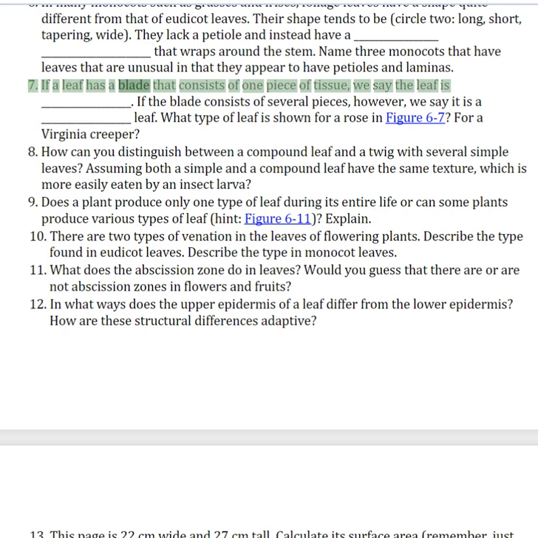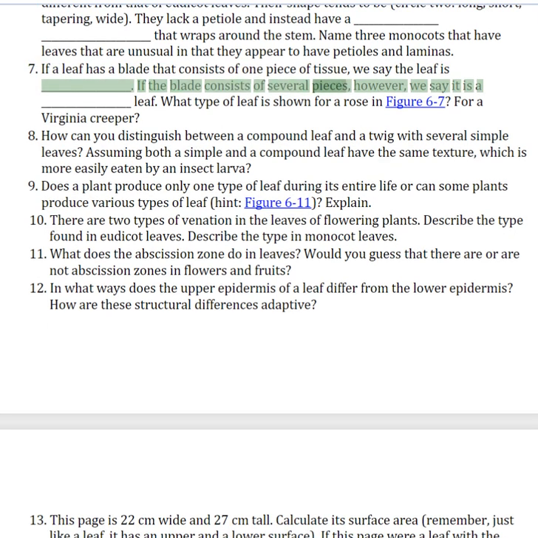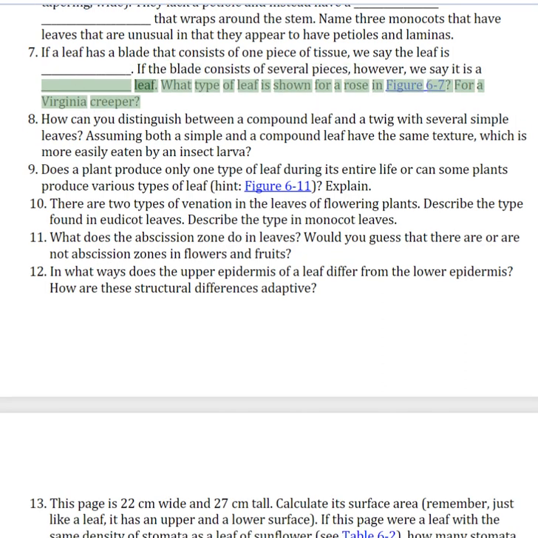7. If a leaf has a blade that consists of one piece of tissue, we say the leaf is ___. If the blade consists of several pieces, however, we say it is a ___ leaf. What type of leaf is shown for a rose in figure 6-7? For a Virginia creeper?